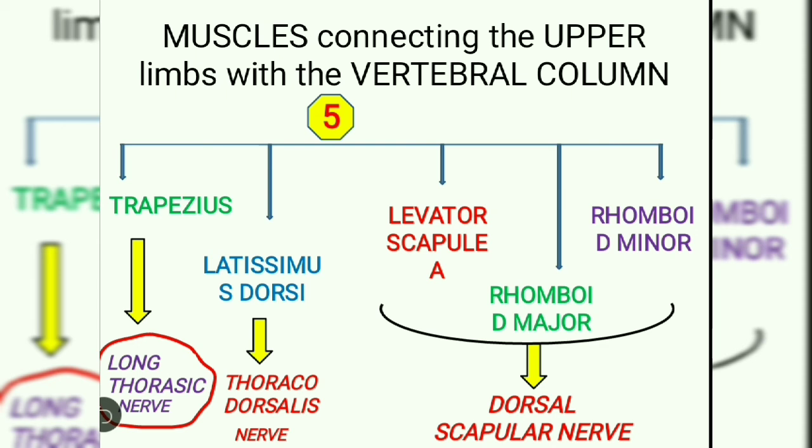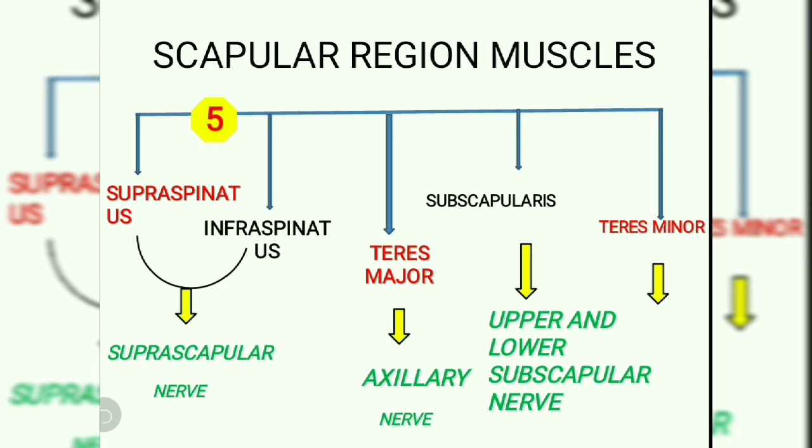In the muscles connecting the upper limb with the vertebral column, the trapezius is supplied by the spinal accessory nerve, latissimus dorsi is supplied by the thoracodorsal nerve, and levator scapulae, rhomboid minor and rhomboid major are supplied by the dorsal scapular nerve. Next, scapular region muscles.